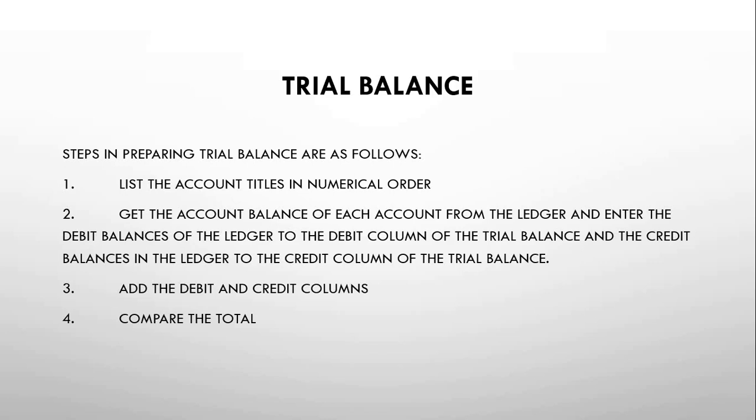Okay? So the steps: list all the account titles in numerical order, based on their account numbers in the chart of accounts. That is also our basis in preparing the trial balance. Then get the account balance of each account from the ledger and enter the debit balance of the ledger to the debit column of the trial balance. If the account has a credit balance, enter it to the credit column of the trial balance. Then add the debit and credit columns and compare the totals to see if they are equal.